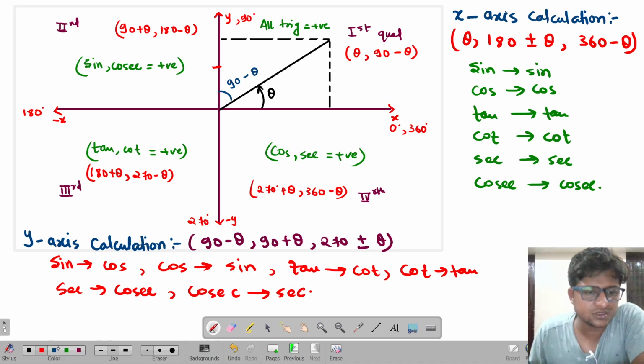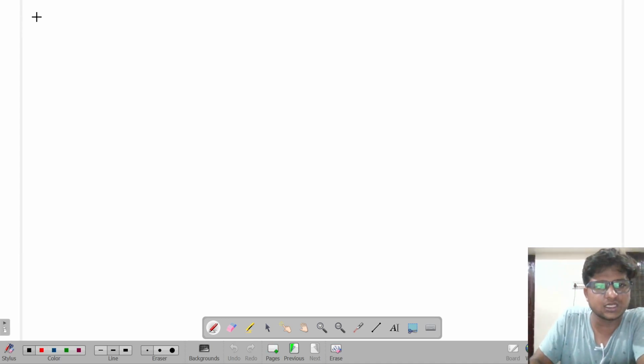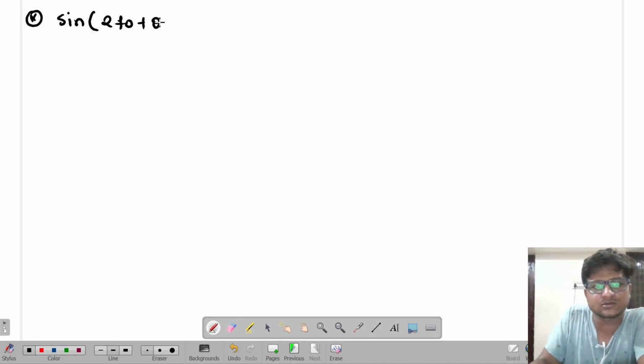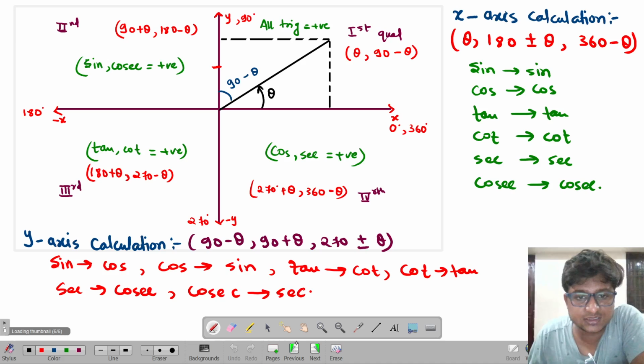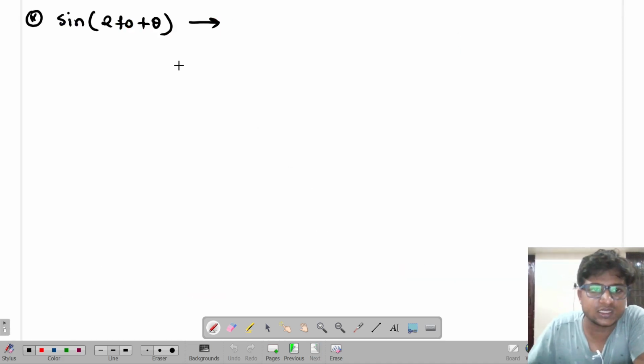So let's suppose in an exam someone wrote sine 270 plus theta. Then you have to identify how to write this answer. Is this a y-axis or x-axis calculation? Is it x-axis? 270 is y-axis. Yes or no? 90 multiples are on the y-axis. Got it or not? Okay.